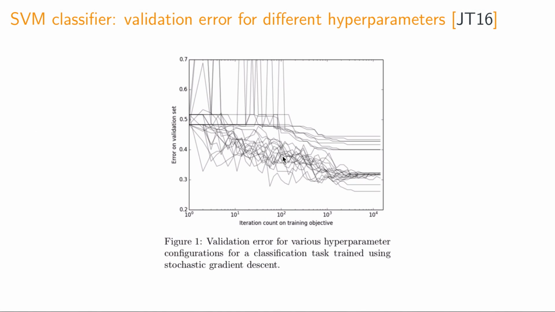So let me look at one simple, very textbook example, which is a support vector machine classifier. And let's see what's the impact of the specific hyperparameter settings. So we look here at the validation error for different hyperparameters. Every curve here corresponds to one hyperparameter configuration. And we look at the validation error as a function of the number of training iterations. And the first thing one can observe is that the smallest validation error clusters around two big groups, right?